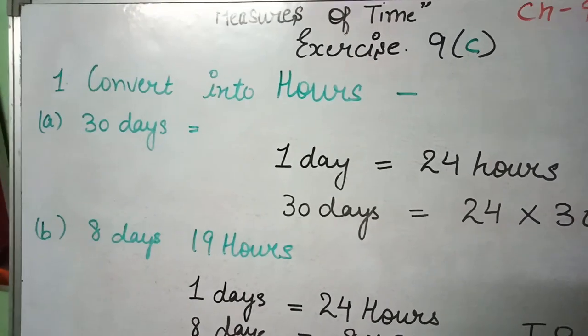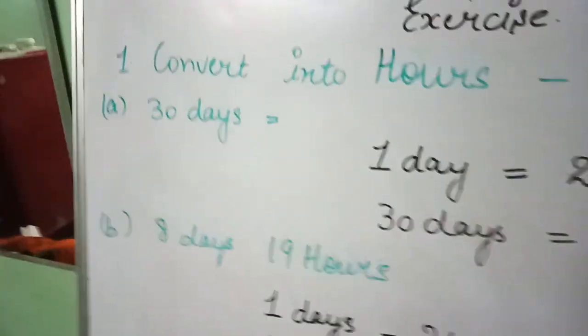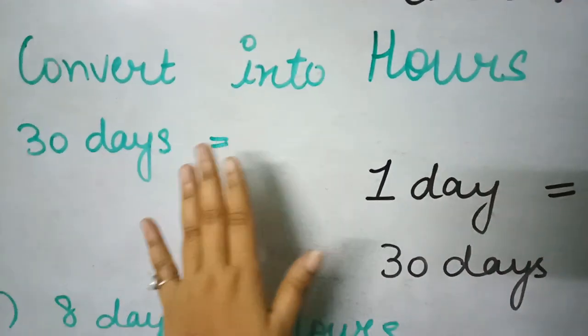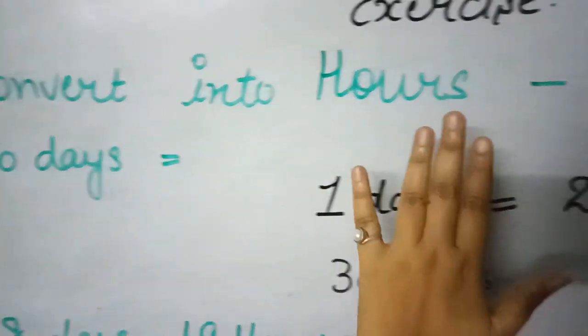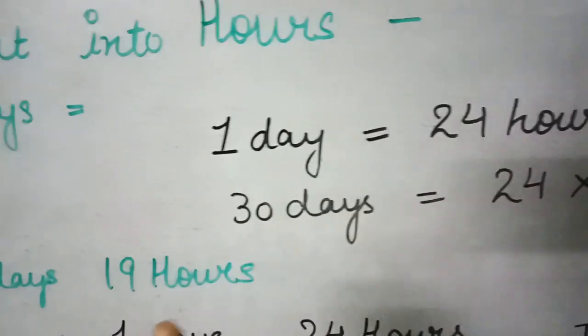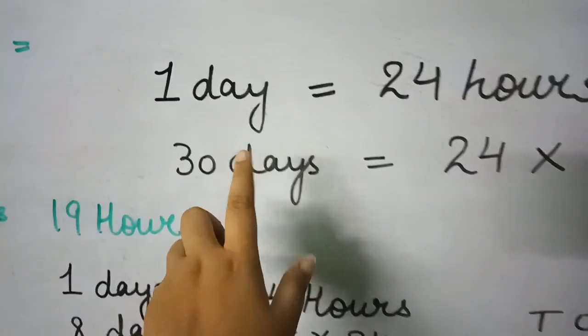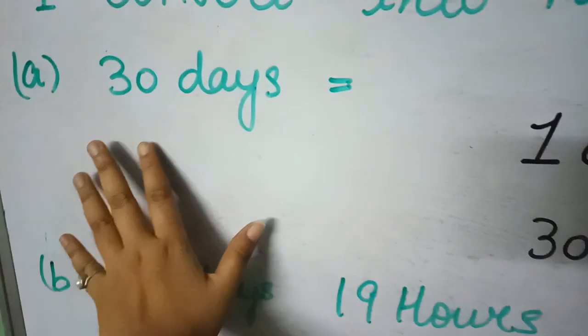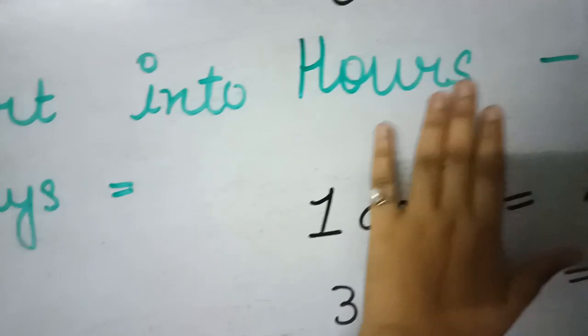Students, how to convert into hours, right? Now here's the question: 30 days. We have to convert 30 days into hours. So we have to remember one thing. In 1 day there are 24 hours. So what we have to do is convert 30 days into hours.